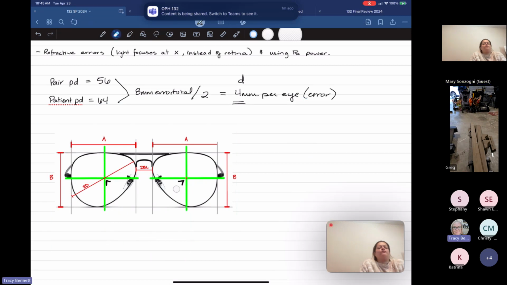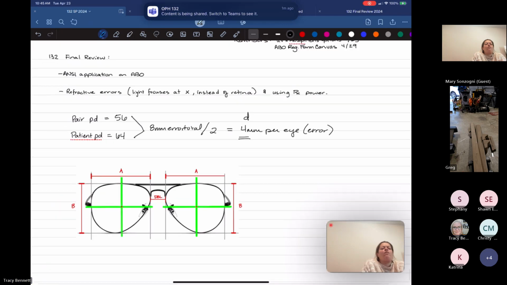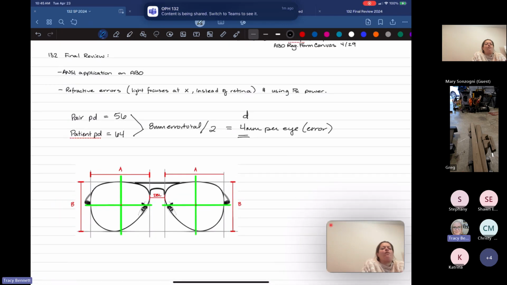Let's get some of this off of here. We don't need all this for this. All right. Okay, so the glasses PD is at 56 and the patient's PD is at 64.